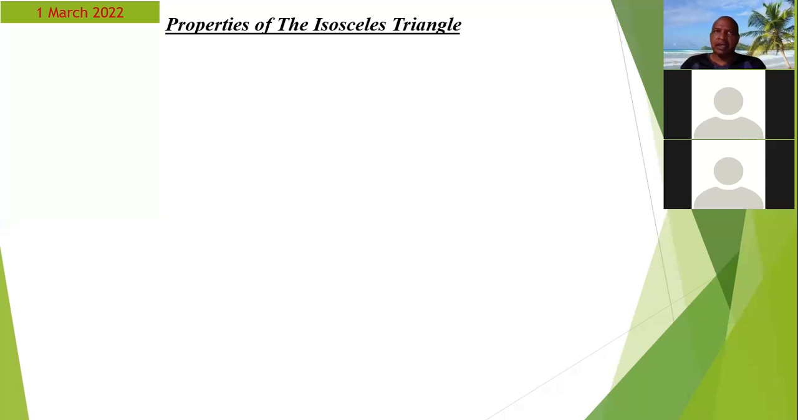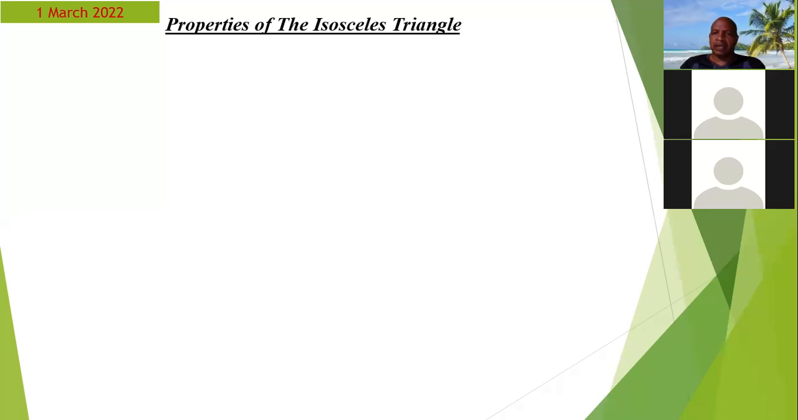So just to check your knowledge of isosceles triangle, can somebody describe, or should I say define, an isosceles triangle? Can anybody define an isosceles triangle for me? What is an isosceles triangle?